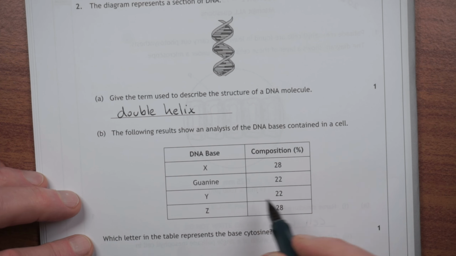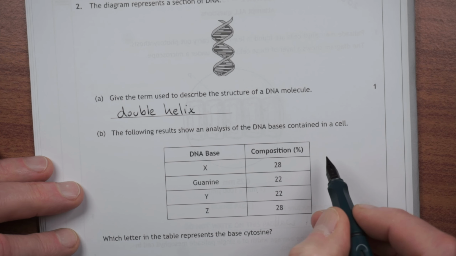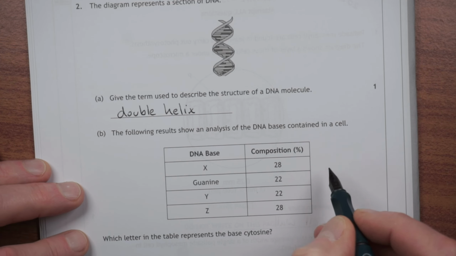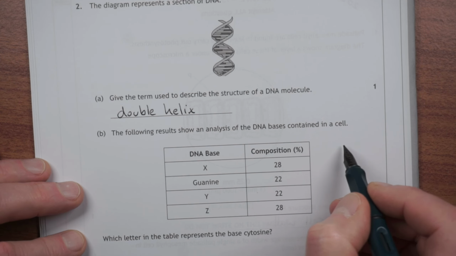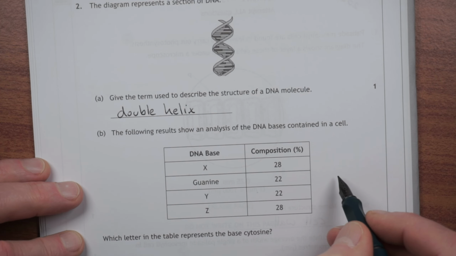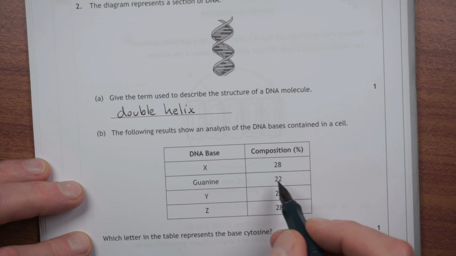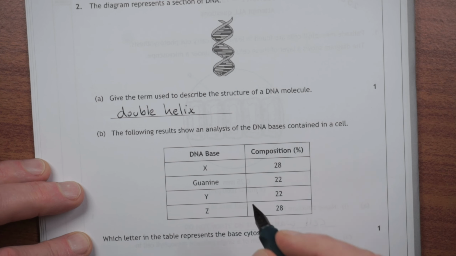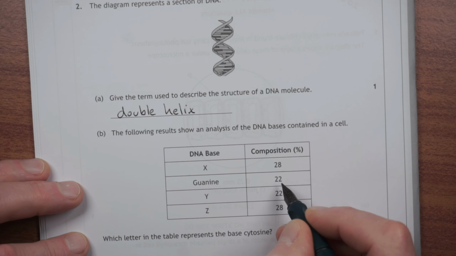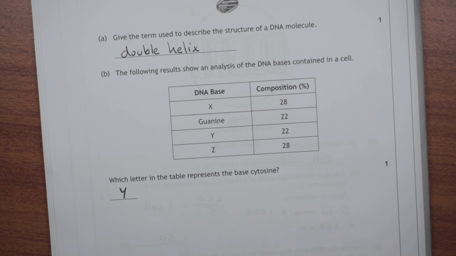Okay, so what we know from complementary base pairing in DNA is that A complements to T and G complements to C. And if you remember that the names of the bases are A is adenine, T is thymine, G is guanine or guanine, and C is cytosine. So G complements to C. That means that there's going to be an equal number of C's as there are G's, because for every G you're going to have a C, right? So we want the one that has the same composition, and that's going to be letter Y. Okay, letter Y. There we go.